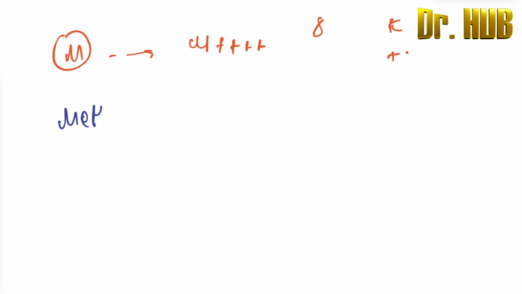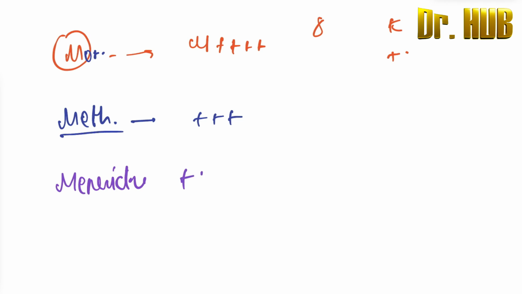So let's look at methadone. So this was morphine. This is methadone. Methadone, it is again the mu positive and just mu positive. Then when you look at meperidine, it is also just positive. This is for the mu. Next we look at the fentanyl. Fentanyl, if you see, it is again positive for the mu receptor.